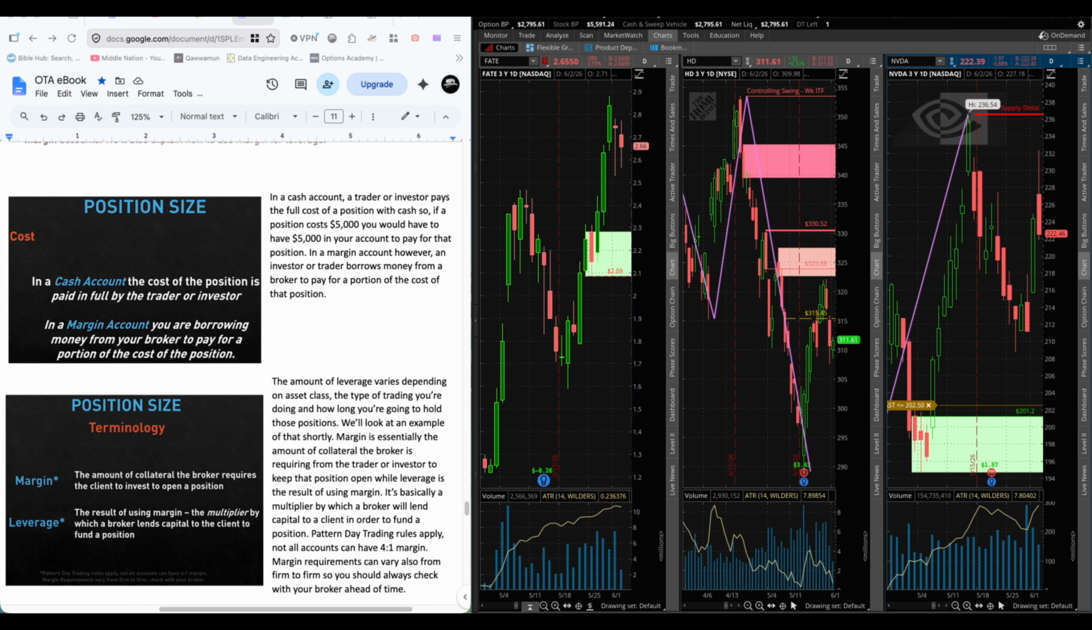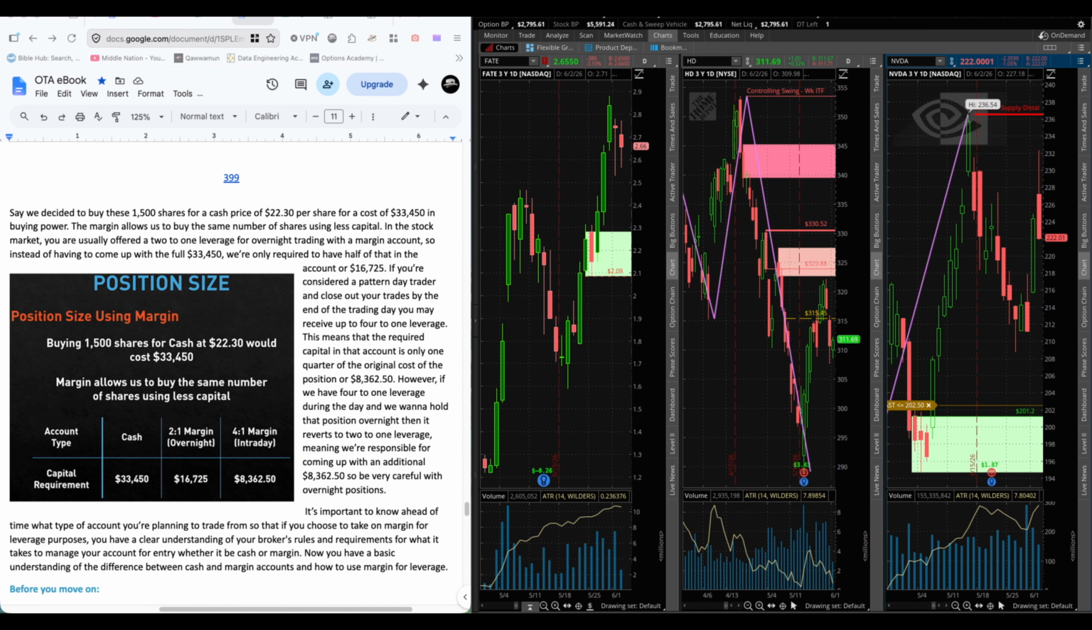Margin is essentially the amount of collateral the broker is requiring from the trader or investor to keep that position open, while leverage is the result of using margin. It's basically a multiplier by which a broker will lend capital to a client in order to fund a position. Pattern day trading rules will apply. Not all accounts will be able to have a 4-to-1 margin. Margin requirements can vary also depending on the firm that you're with, so you should always check with your broker ahead of time.